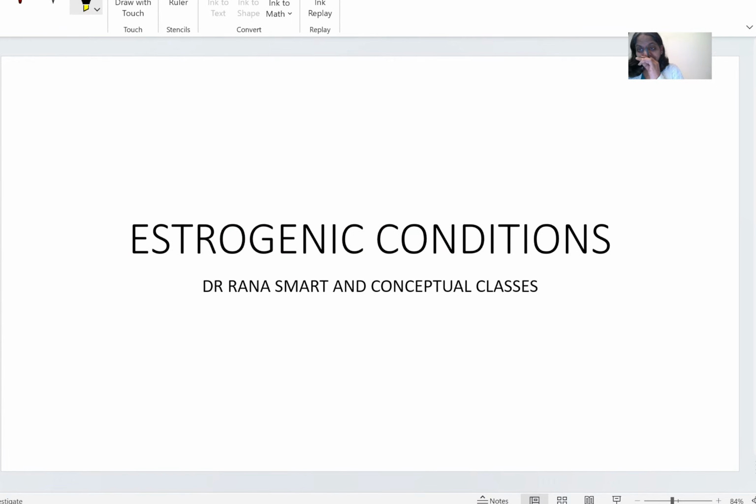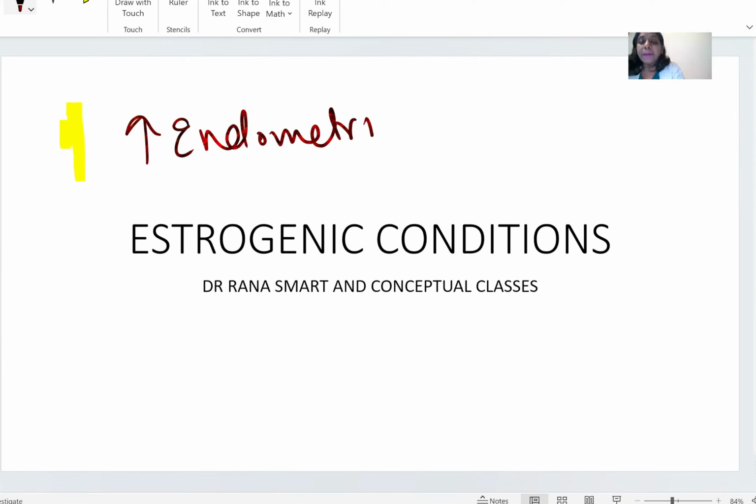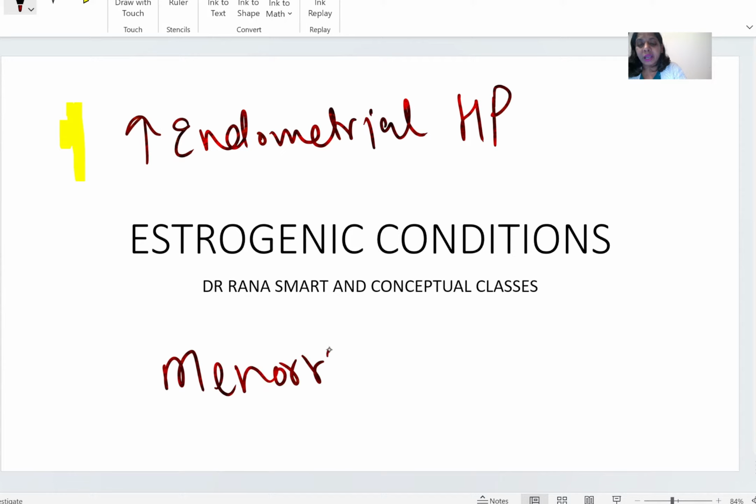Okay. Now we are going to discuss the estrogenic conditions. In all the conditions which we will be discussing, there is hyperestrogen. Whenever there is hyperestrogen, there is increased endometrial hyperplasia. So the main symptom of all these will be menorrhagia, after progesterone withdrawal. Let us now first study endometriosis.